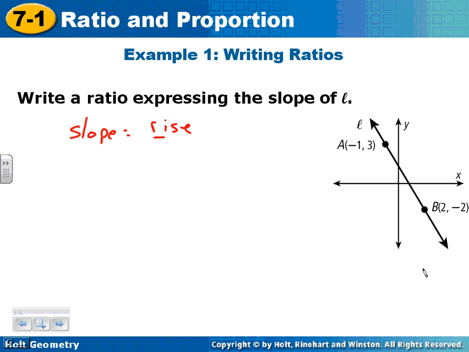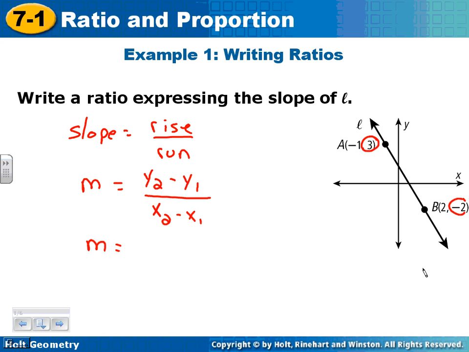is rise over run. We had this formula that said m equals, m stands for slope. It's the second y minus the first y over the second x minus the first x. Well, let's plug those numbers in. Y minus y would be maybe this -2 minus 3. Let's write that down. -2 minus 3 over x2 minus x1 would be maybe this 2 minus that -1. So 2 minus a -1.